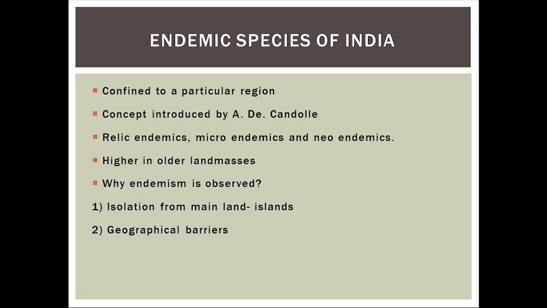Then Andaman and Nicobar Islands. So we have written here that isolation from the mainland is the major reason why islands are endemic. So Andaman and Nicobar Islands, we have seen in the map that they are separated from the mainland by a great distance. And that is why they are highly endemic in terms of species.